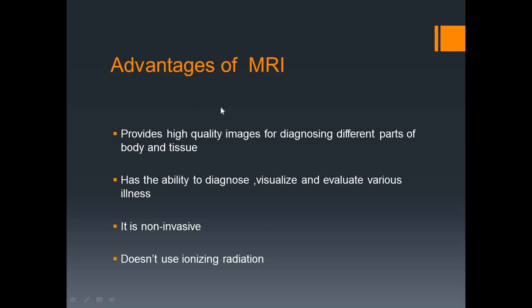So we know that MRI gives us the image of the body, and those images can be used for diagnosing different parts of the body. And it can also help to evaluate various kinds of illness. Another advantage of MRI is that it is non-invasive. It doesn't have to penetrate our body, and it doesn't use ionizing radiation. This means that there are other medical imaging modalities in which ionization effects are used, but in MRI we don't need ionization. We use magnetism.